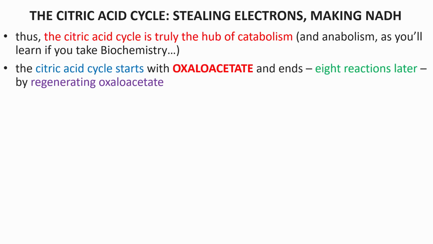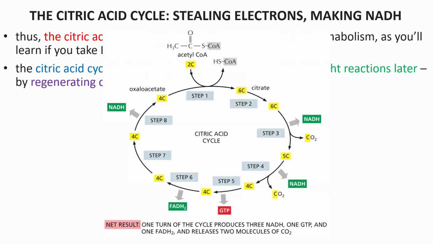This is why it's a cycle. Glycolysis started with glucose and ended with pyruvate. It is linear. The citric acid cycle starts with oxaloacetate and ends with oxaloacetate, making it a cycle.